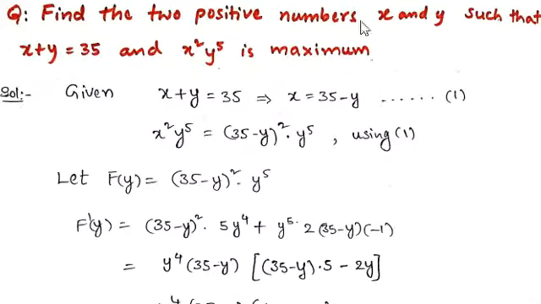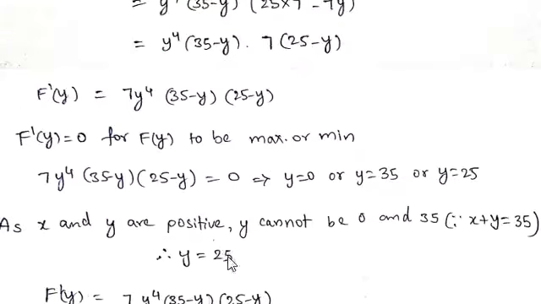So in the question, two positive numbers means x and y are positive numbers. As x and y are positive, y can't be 0, because 0 is neither positive nor negative. And y cannot be 35 also. Why? Because if y is 35, x must be 0, and x is also a positive number, so x can't be 0. So y can't be 0, y can't be 35. So y must be 25.